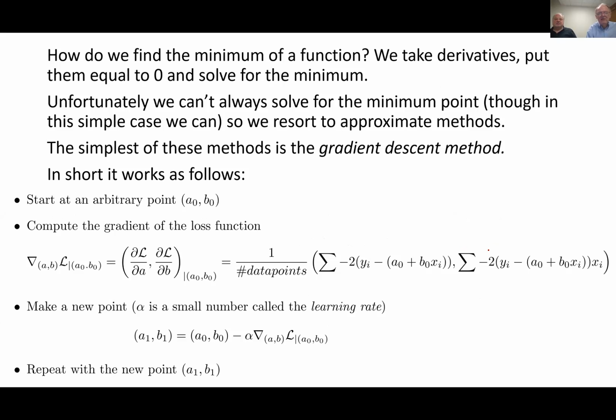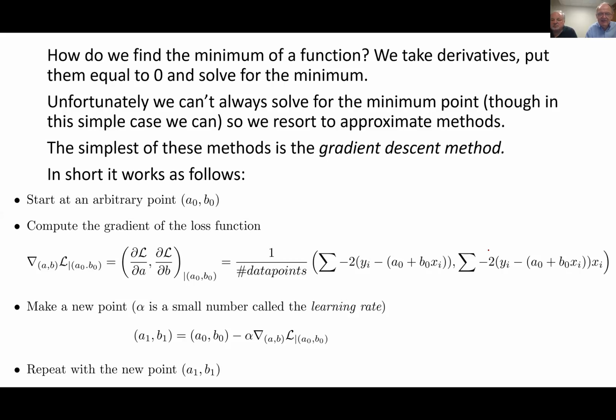So how do we find a function? Well, we take derivatives, put them equal to 0, and then we try to solve for the minimum. Now this depends on what kind of function we have. It is not always possible to do that. We can have some highly nonlinear functions that we can't really solve, but there are other methods, using an approximate method.